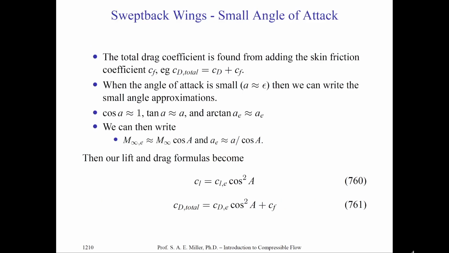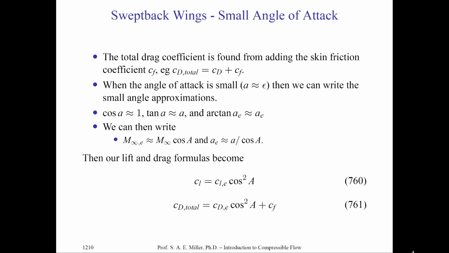And we'll see now that the drag force can be found by adding a skin friction coefficient, of course, to account for the turbulent shear stress on the face of the wing. And so we might write C D total equals C D plus C F, and so C F is like a correction factor. Now, when the angle of attack is small, we might say that a goes as, say, epsilon, a very, very small angle of attack. Then we can use the small angle approximations, just like Busemann did.